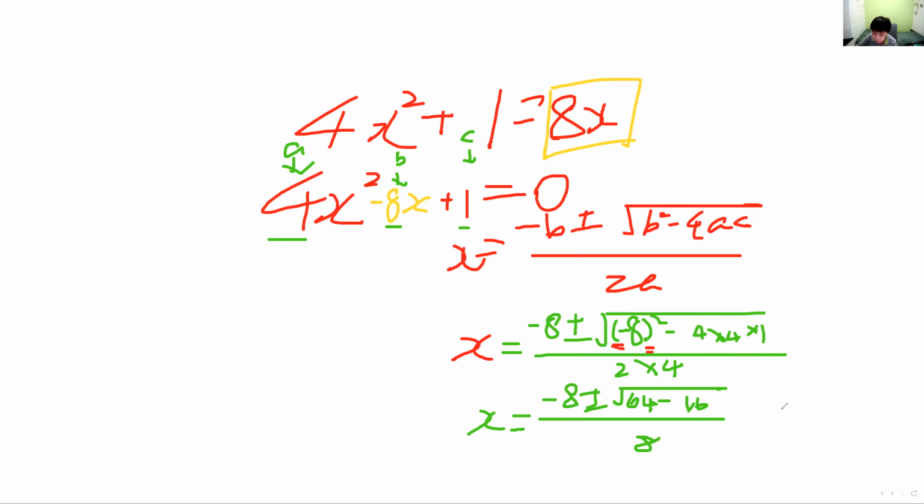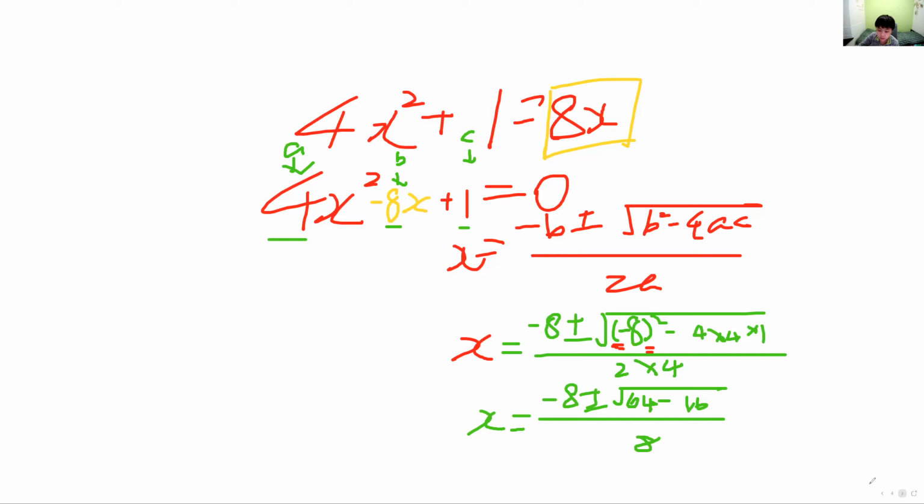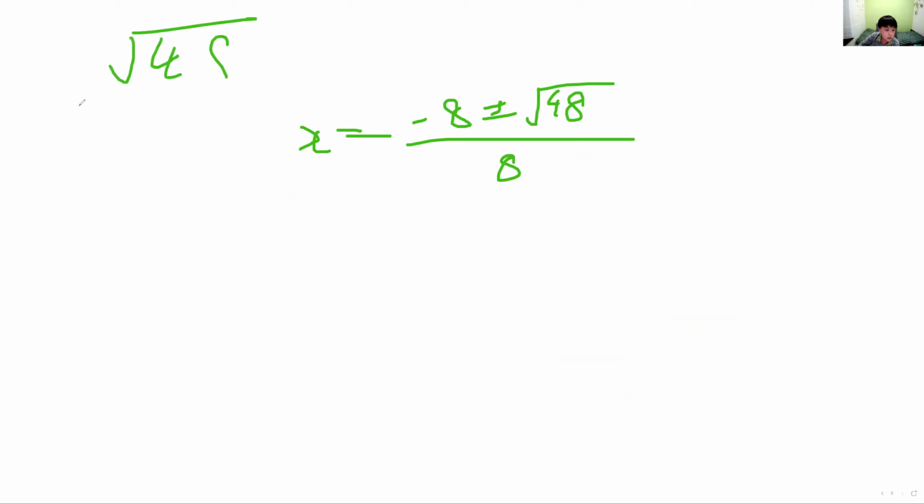And then we just have to move to the next step. It should be -8 plus or minus square root 48, and then divided by 8. So how can we simplify square root 48? We just have to do like this.